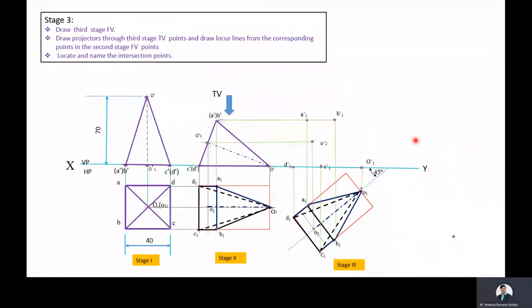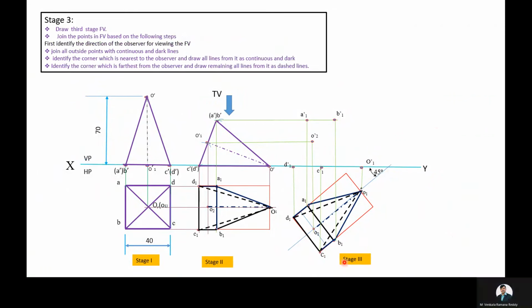After locating the intersection points in the third stage front view, we need to join these intersection points based on 3 steps. Before joining the intersection points in the third stage front view, first we need to draw the direction of vision of the observer for drawing the front view. This is the direction of vision of the observer for drawing the front view.